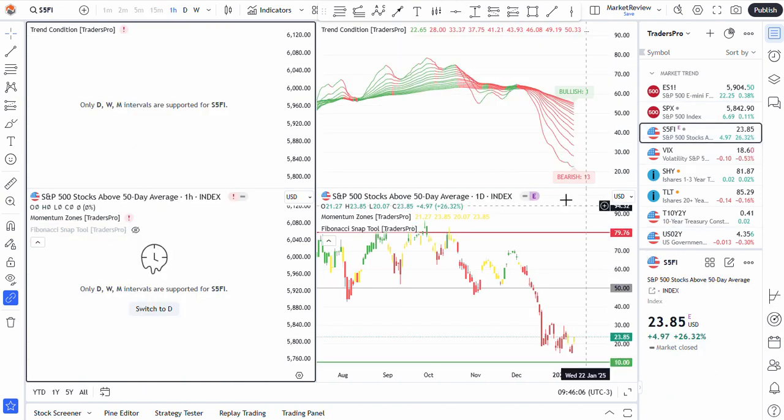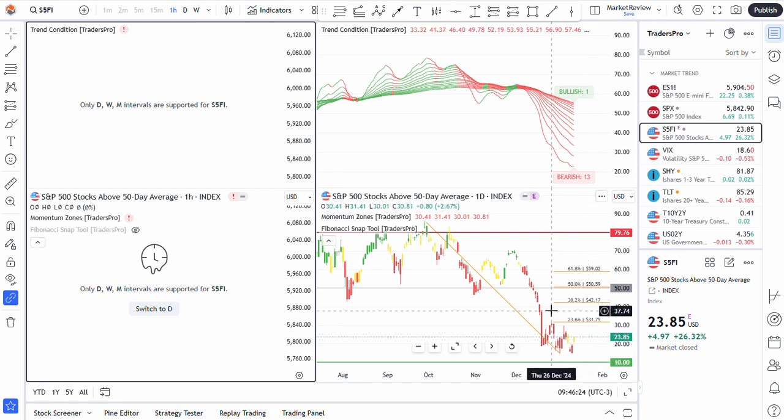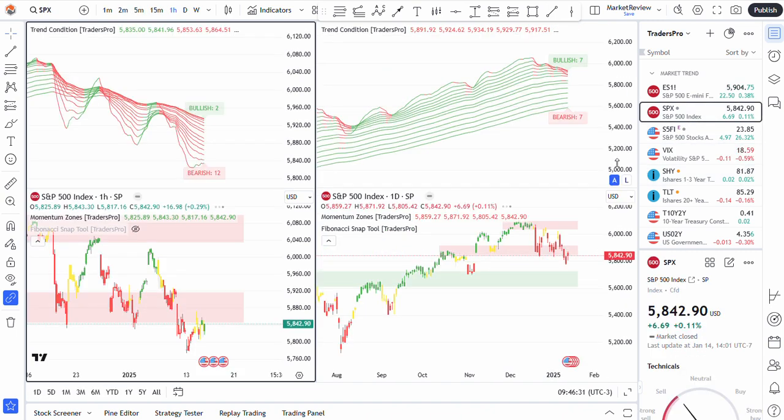We have the S&P 500 stocks above the 50-day moving average, sitting at 23. This is a breadth indicator looking for the participation in the number of stocks participating in that overall rally or sell-off. In this case, it's the sell-off. We've got 23% of stocks above their 50-day moving average, which means 75% are below. And obviously that trend is to the downside, and that is pulling the markets to the downside.